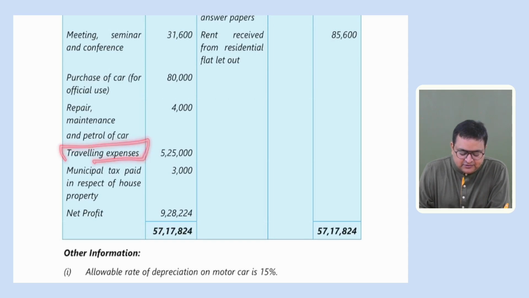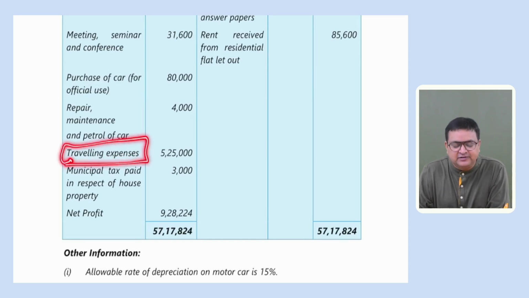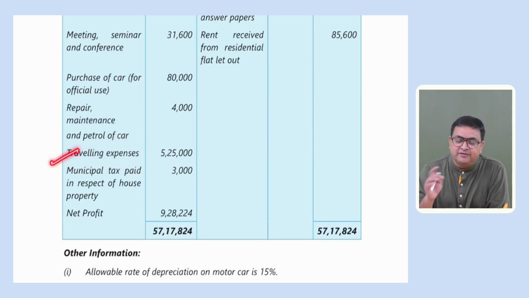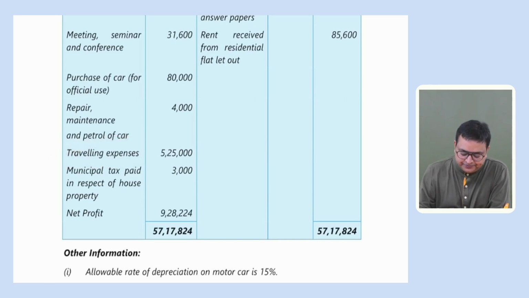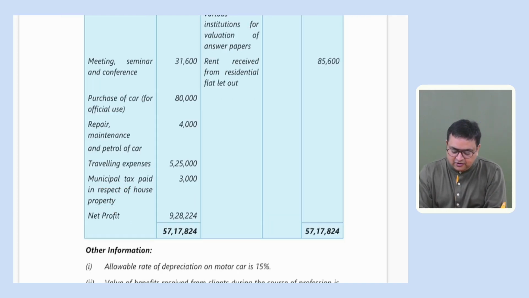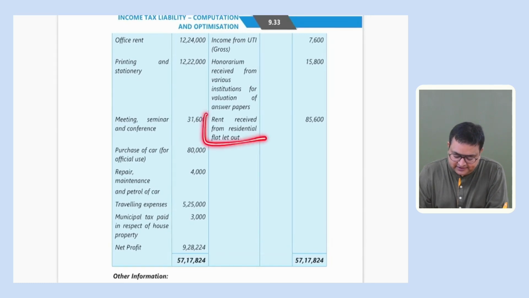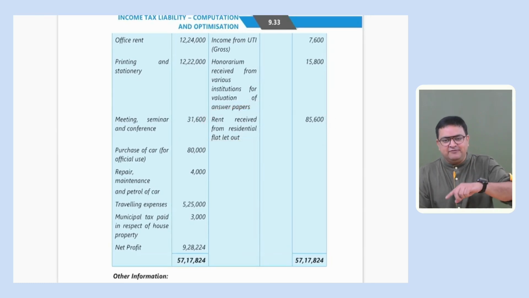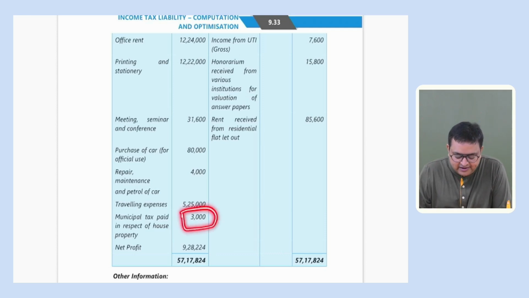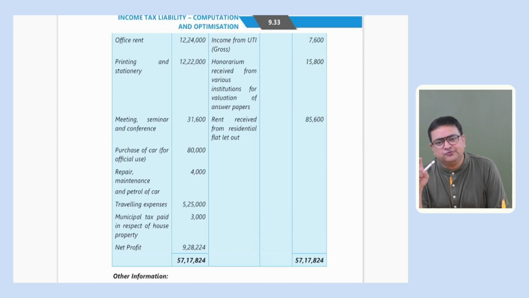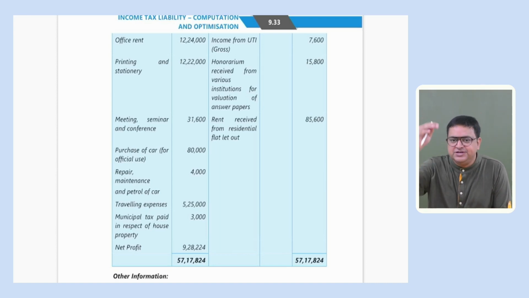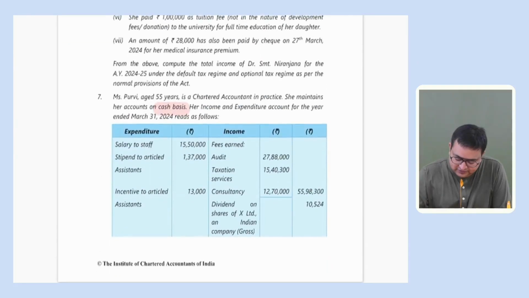Traveling expenses. If it is regarding your professional or business travel, then we are okay with it. But if it is of a personal nature, then we will disallow it. Municipal taxes paid in respect of house property. There might be some house property income also. Yes, rent received. So we have a PGBP income and a house property income also. These municipal taxes are not related to your PGBP. They are related to your house property. So we are not going to allow it here in PGBP. But while computing house property income, we can deduct this amount from GAV. Correct? So these were the expenses.